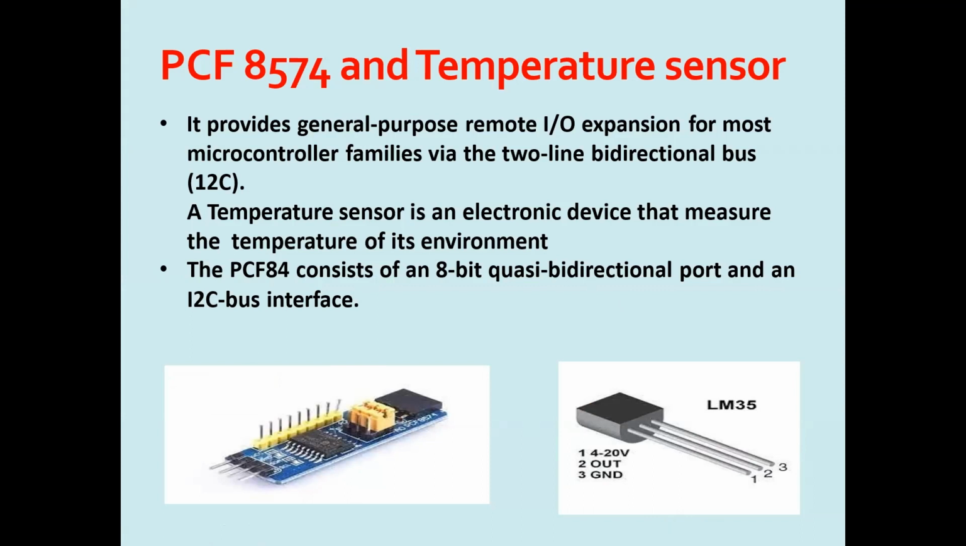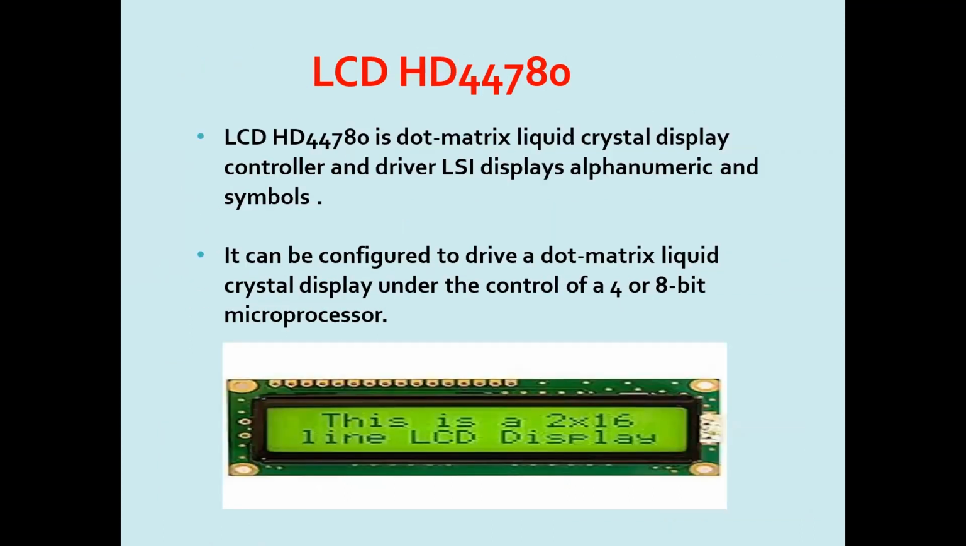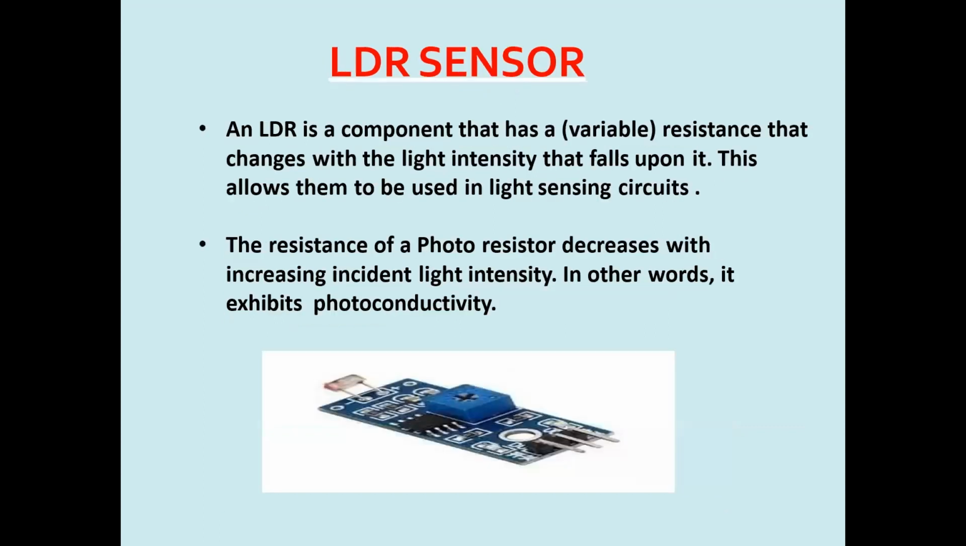So this is an LCD which is used to display the temperature and volume of the tank, and it contains 2 rows and 16 columns. The LCD stands for liquid crystal display, which is in the form of a dot matrix.